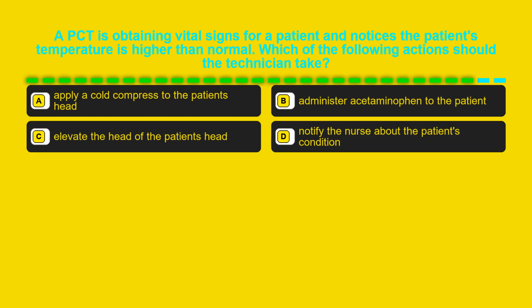Question 37. A PCT is obtaining vital signs for a patient and notices the patient's temperature is higher than normal. Which of the following actions should the technician take? Option A. Apply a cold compress to the patient's head. Option B. Administer acetaminophen to the patient. Option C. Elevate the head of the patient's head. Option D. Notify the nurse about the patient's condition.